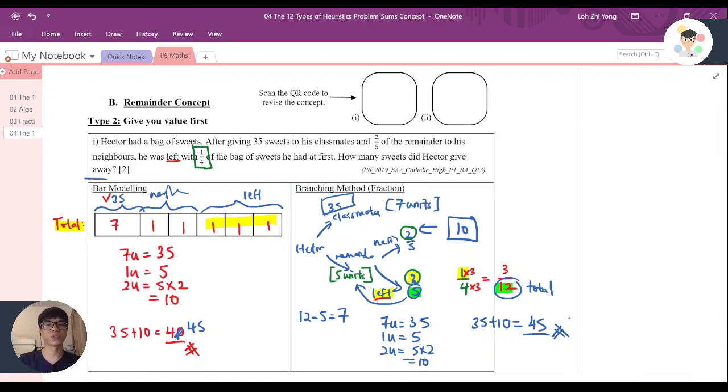So again, you will notice that bar modeling and the branching method with fractions are actually similar concepts, just the way that you choose to do it.